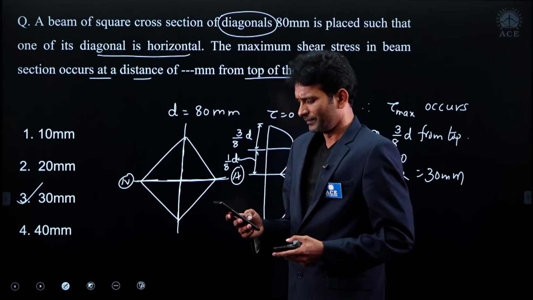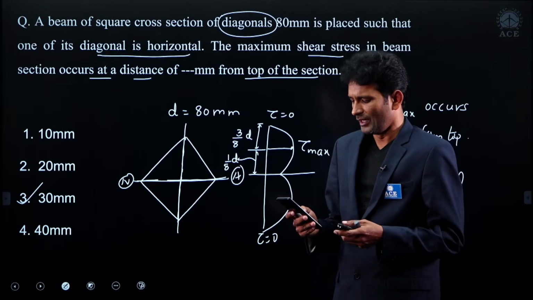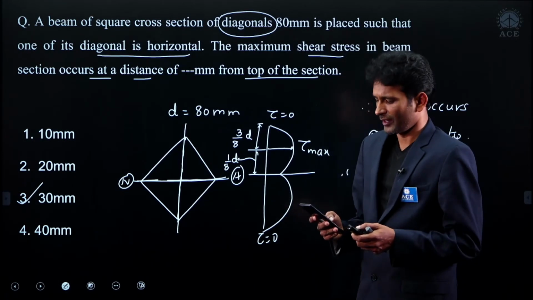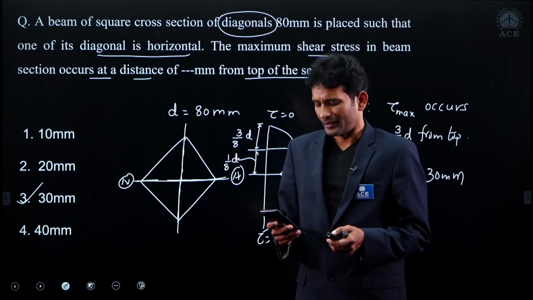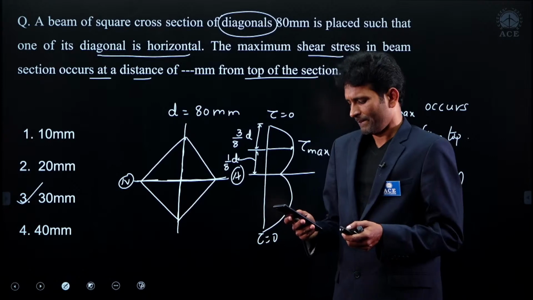30, good. Not B, it is D. D refers to diagonal, my dear friends. Yes, most of the people are giving the correct answer. Be careful.